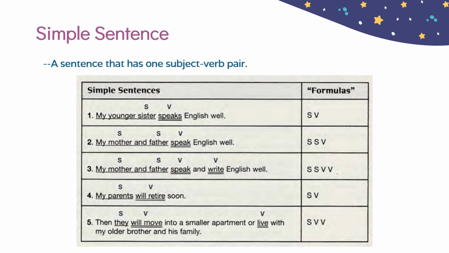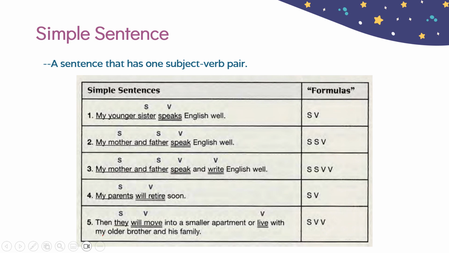And then number four, my parents will retire soon. My parents as the subject, will retire as the verb, so the formula SV, subject, verb.